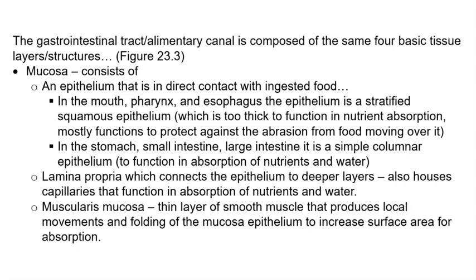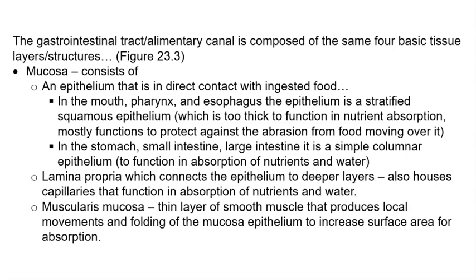So the gastrointestinal tract, or the alimentary canal, is composed of the same four basic tissue layers. The innermost layer that we'll examine is called the mucosa. And the mucosa consists of an epithelial tissue that we find is in direct contact with the ingested food, because food does move through the alimentary canal or the gastrointestinal tract.